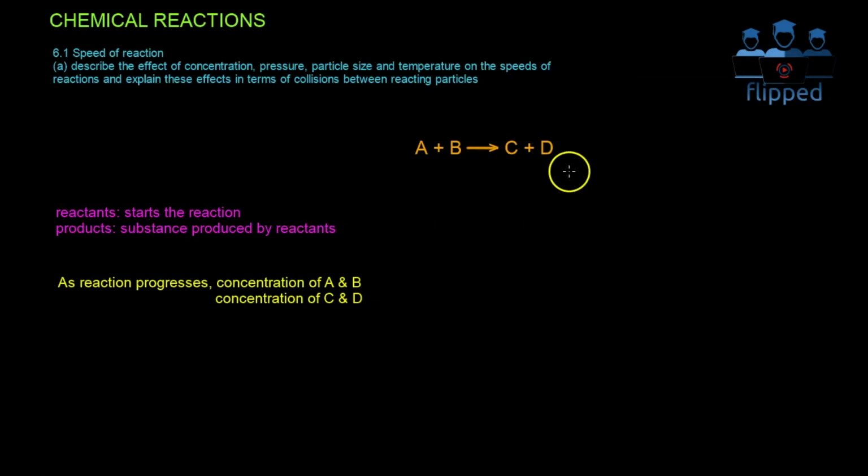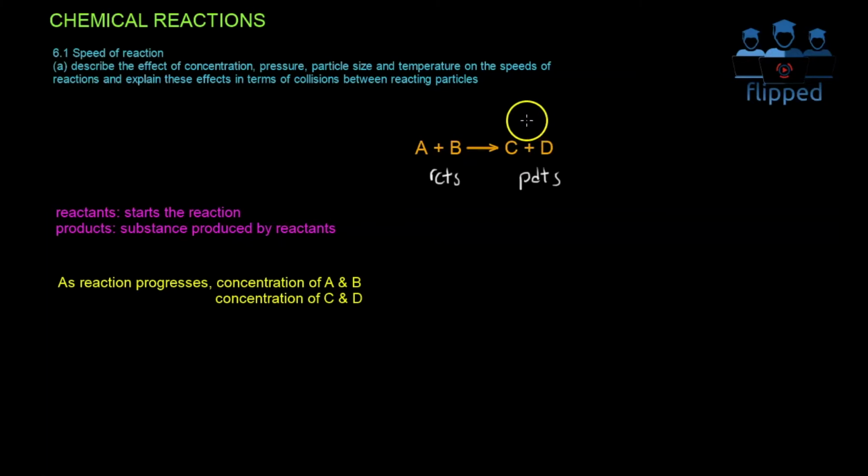What we have here is a chemical equation. A and B are called reactants. C and D are called products. So reactants are what starts the reaction, whereas products are substances obtained by reacting the reactants.